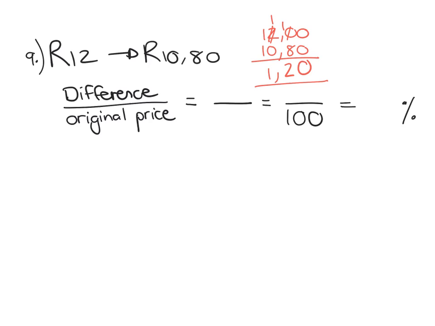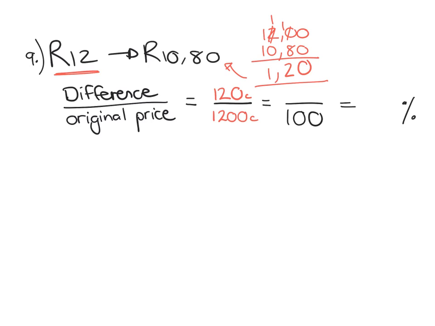I can check with inverse if 1 Rand 20 plus 10 Rand 80 will give me 12 Rand, just to check that I'm right. Okay. You don't like working with decimals in fractions, I'm sure. So I'm just going to make it 120 cents instead of 1 Rand 20. Your original price was 12 Rand. The 12 Rand I am going to make in cents as well. So 12 Rand is how many cents? 1,200. 1,200 cents.